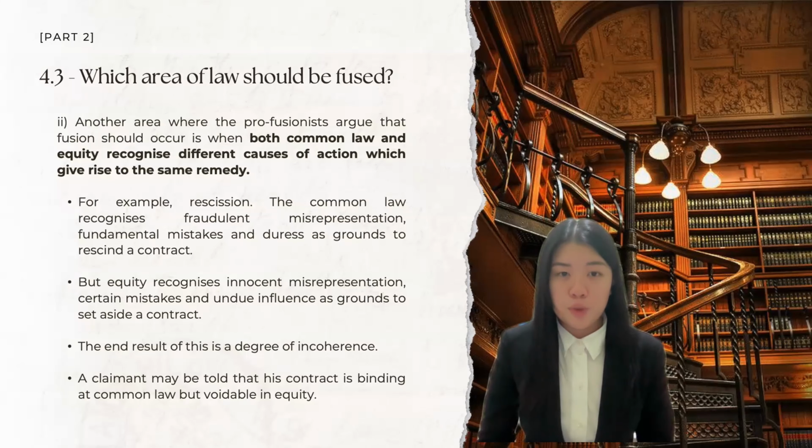Another area where the pro-fusionists argue that fusion should occur is when both common law and equity recognize different causes of action which give rise to the same remedy. For example, rescission. The common law recognizes fraudulent misrepresentation, fundamental mistakes, and duress as grounds to rescind a contract. But equity recognizes innocent misrepresentation, certain mistakes, and undue influence as grounds to set aside a contract. The end result of this is a degree of inconsistency. A claimant may be told that his contract is binding at common law, but voidable in equity.